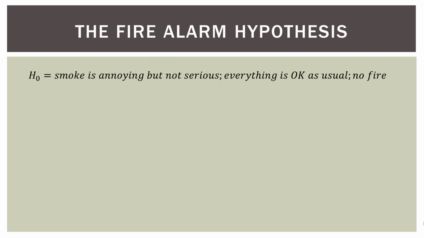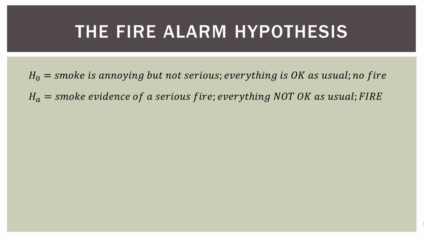Now we can set this up as a little hypothesis test. So our null hypothesis was the smoke is annoying but not serious. Everything is okay as usual. There's no serious fire. The alternative would be that smoke is evidence of a serious fire. Everything is not okay as usual. There is a serious fire.